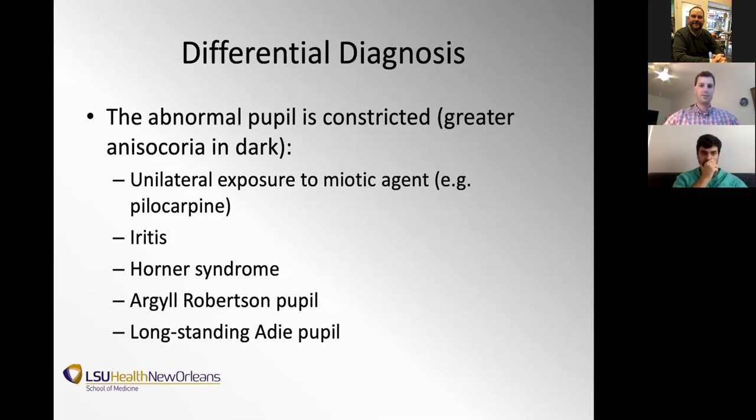And sometimes it can be hard to tell which pupil is actually the abnormal one. So Matt, I think you might have referenced it, but you typically want to look at the patient in dim light or dark and compare it to how they look in bright light. So when the abnormal pupil is the one that's constricted, typically the anisocoria, or the difference between the pupil sizes, will be greater in the dark.